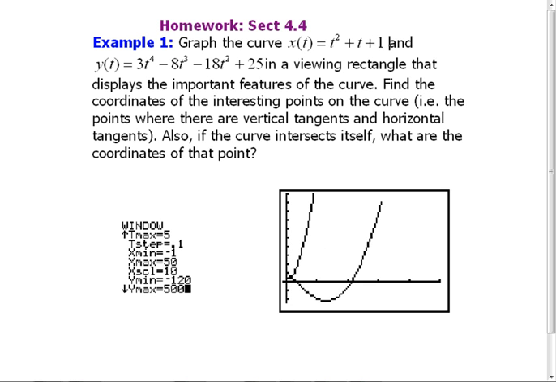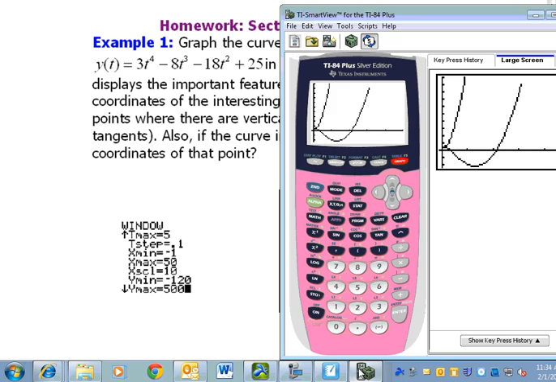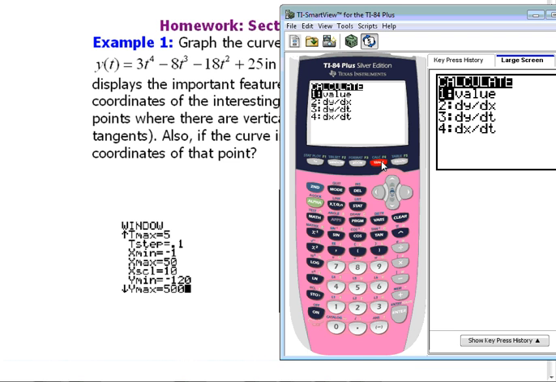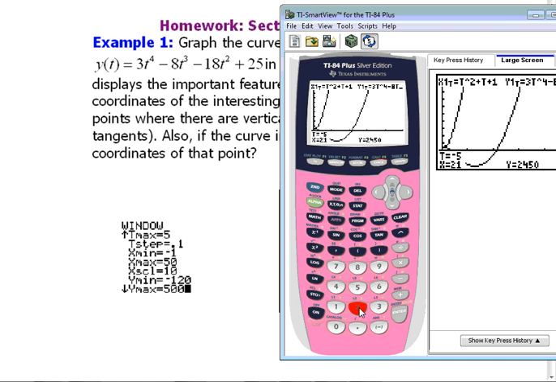But I would like to know more about what's happening here. By the way, what's at this point right here? Absolute min, right. Now, the only way to find it, let's go back to our graph. Because if you go second calc, guess what? We could find dy dx there. Where's my cursor?